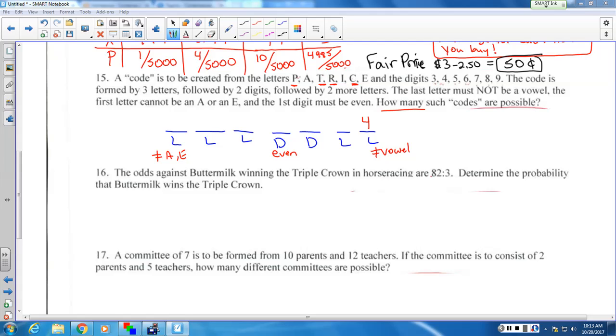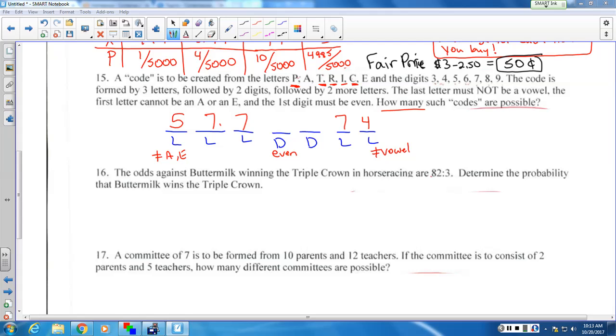The first one cannot be an A or an E, so it can be P, T, R, I, or C. I have a choice of 5 different letters to go there. I don't mark it off because I can repeat. Then I don't have any more restrictions on the letters, so I have 7 letters that can go there, 7 there, and 7 there.